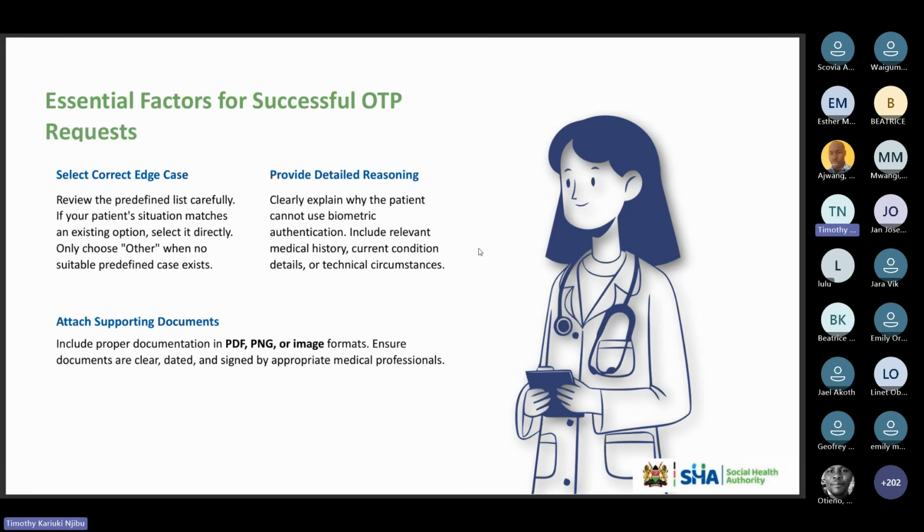Let me just go to the section. You need to select the correct reason. In the drop-down for whitelisting, you need to highlight why you are whitelisting. You need to say it's a critically ill patient, it's a technical system issue, and then you provide a detailed explanation, something that SHA can verify. Then lastly, you do attach supporting documents.